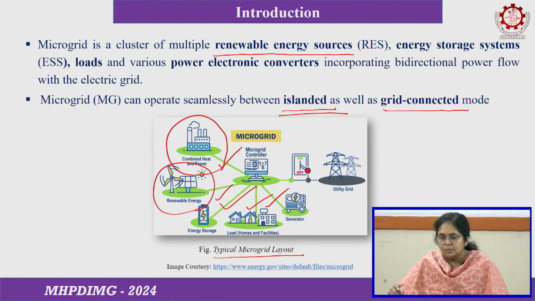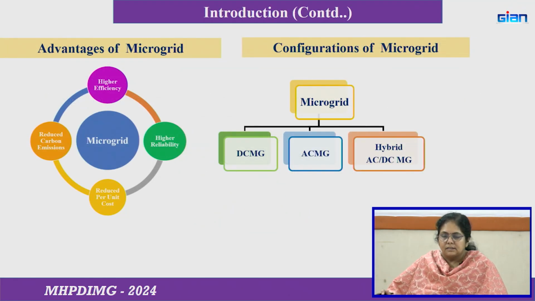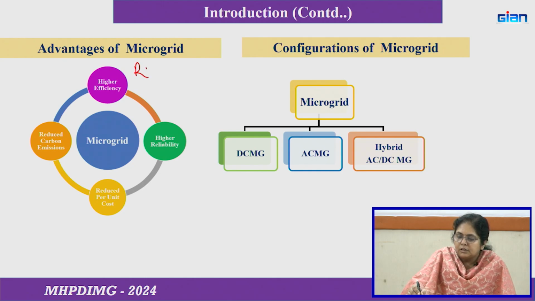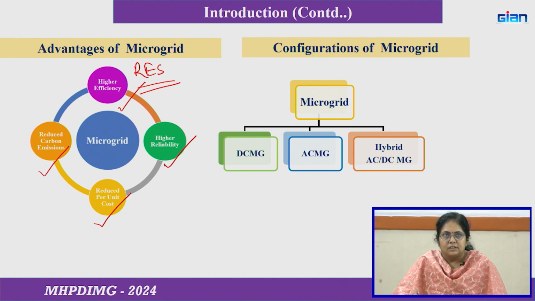Then I will talk about the advantages of microgrid. Here I am basically talking about the renewable energy based microgrid. Due to the renewable energy source integration, it gives higher efficiency, higher reliability, as well as reduced carbon emissions and reduced per unit cost of energy. These are the major advantages for which we are now moving from the fossil based system to renewable energy based microgrid systems. So, this is about the microgrid.